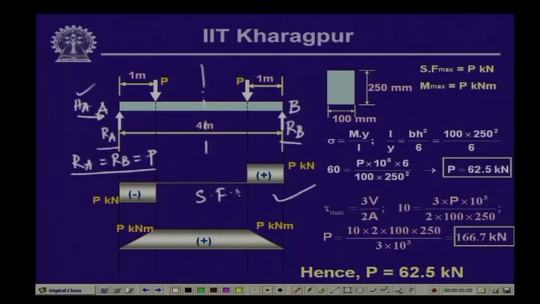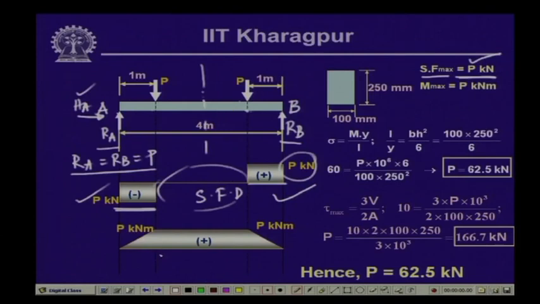That means, over the left region between the support and the load, we will have a shear force of magnitude P kilonewton, which is negative, and between the second load point and the last reaction, we will have again P kilonewton, which is positive. So, the maximum value of the shear force occurring anywhere in the beam is equal to P kilonewton, and in between the loads there is no shear force at all. So, the maximum shear force is equal to P kilonewton.